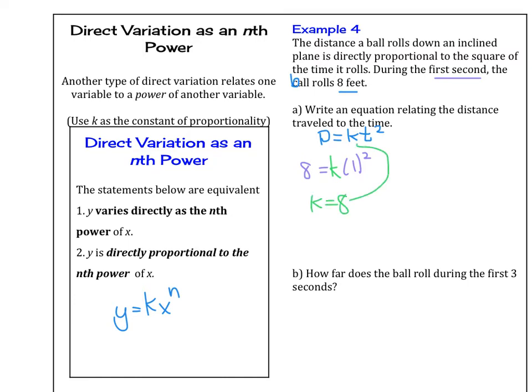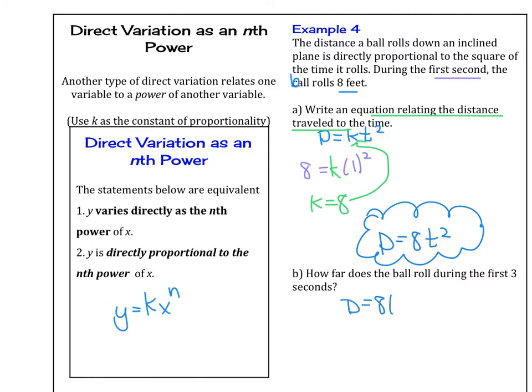So let's plug that in here and get our equation relating the distance traveled to the time. So that is distance equals 8 times time squared. Then we need to figure out how far the ball rolls during the first 3 seconds. So we just plug it in. Distance equals 8 times 3 squared, so that is going to be 72 feet.